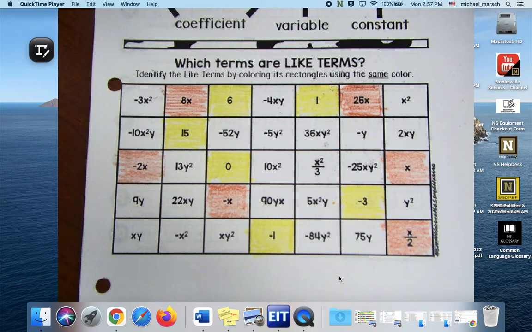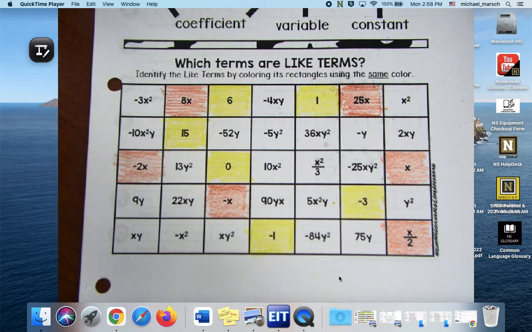What if there's two x's? Nope, doesn't count. It has to be the same letter, and the exponent has to match too. So if there's two 2's and two x's, then that would work. Now, you'll see how we break it down here.